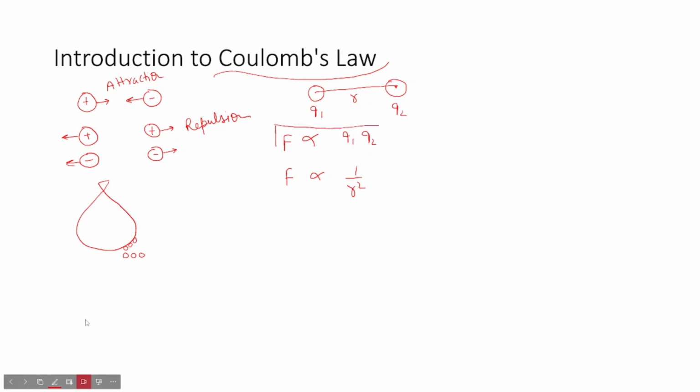The first part of this formula states that the force and the magnitude of charges are directly proportional. Means if we increase the magnitude of two charges, or the size of two charges, the force of attraction or repulsion also increases. And if we decrease the magnitude of two charges, the force of attraction or repulsion also decreases.